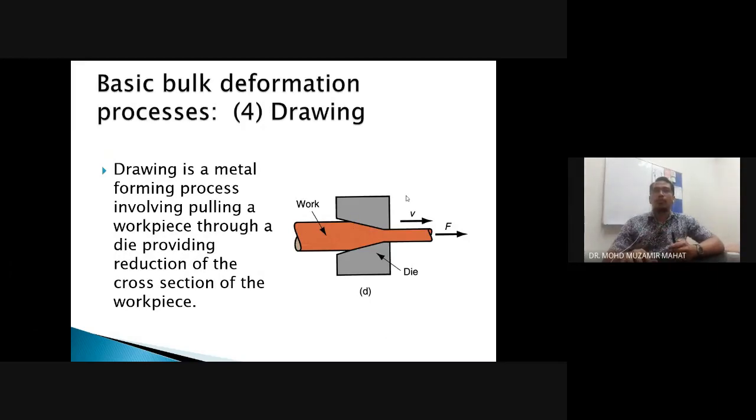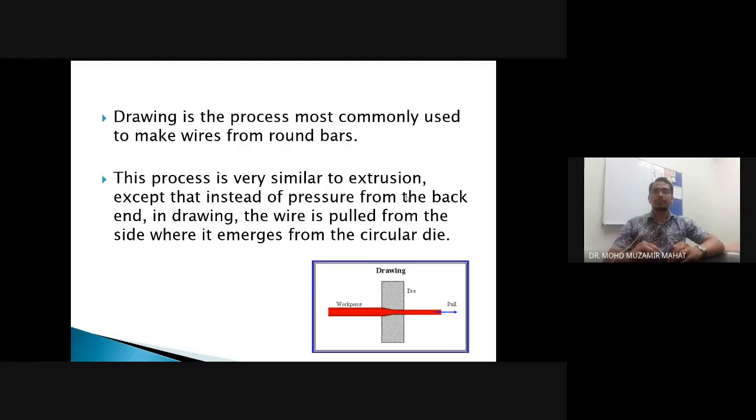We move to another process, which is drawing. Drawing is like the other way around, or the other side of extrusion. If extrusion is pushing, drawing is pulling. By definition, drawing is a metal forming process involving pulling a workpiece through a die, providing reduction of the cross-section of the workpiece. Drawing is the process most commonly used to make wires from round bars.